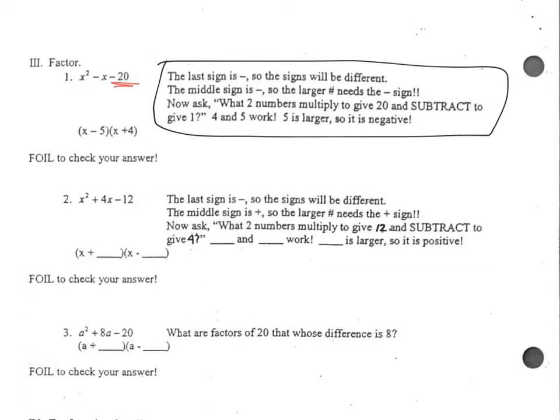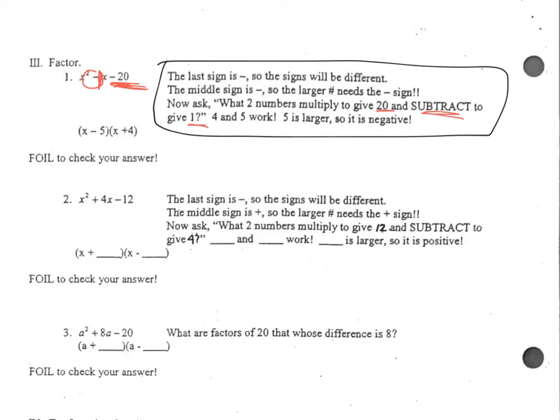it says the last sign's negative, so the signs are going to be different. Since the middle sign is also a negative, when we get the numbers, the larger number is going to need that negative sign. Now here's what you're asking yourself: what are two numbers that multiply to give us 20, but, since this last number is a negative, also subtract to give us 1? Because it's like saying there's a 1 right there with that x.